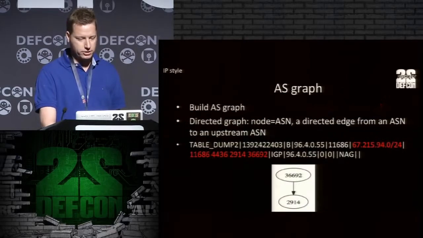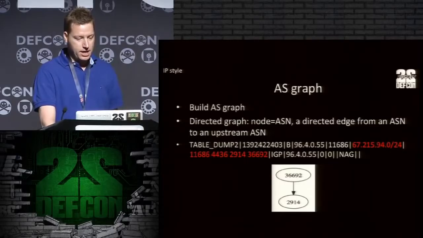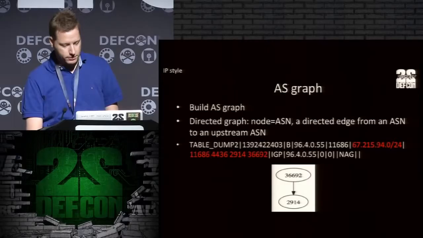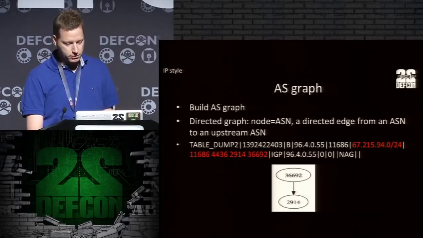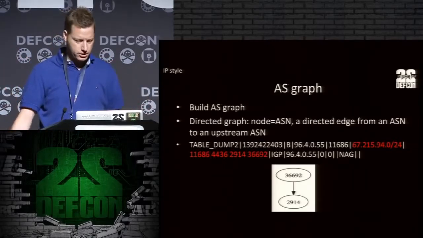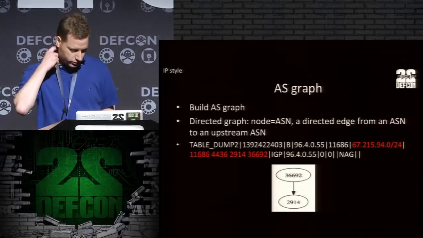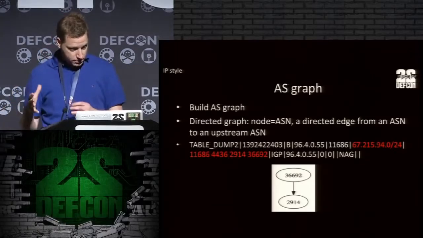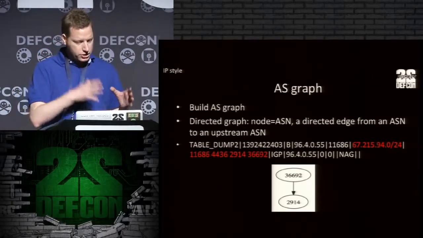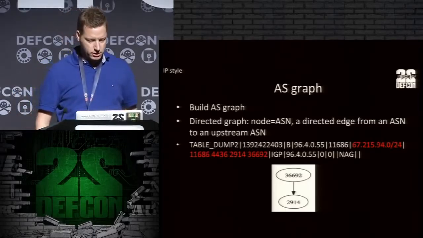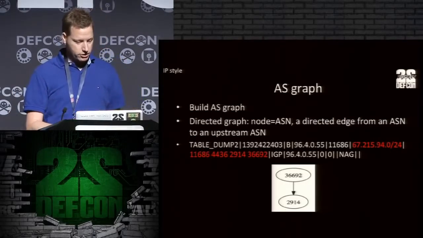These are just some references. But yeah, this is how you would build the graph. Just focus on the last line, which has two items colored in red. One is the actual prefix, 67.215.94.0/24. And then the next part is the AS path, and that shows how ASNs are connected to each other. And you can infer all kinds of interesting data from that.